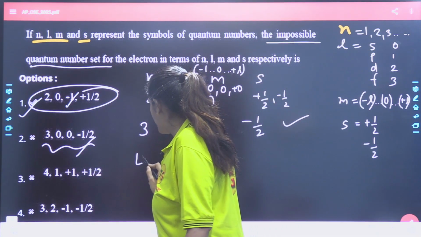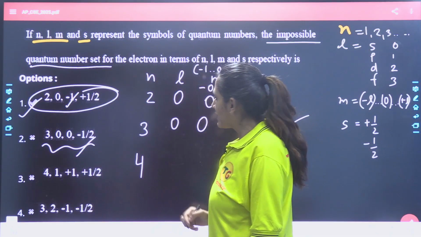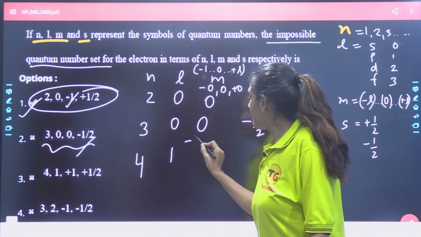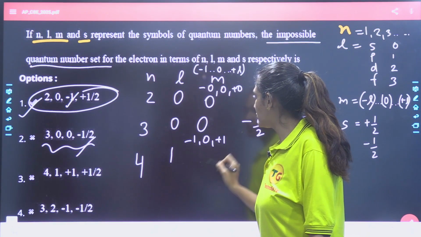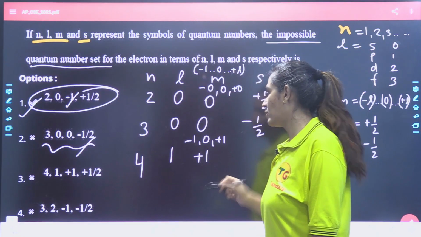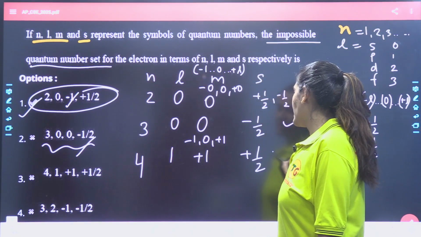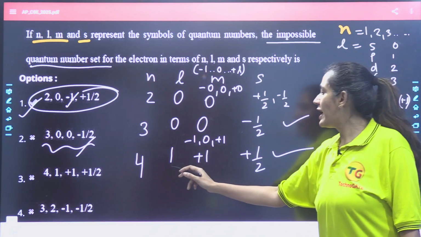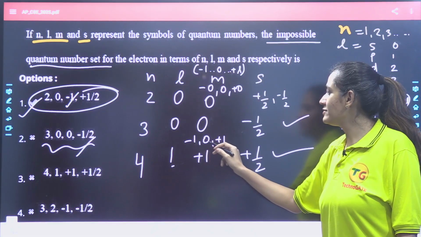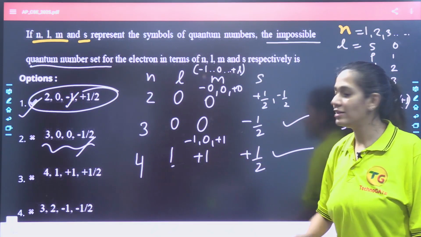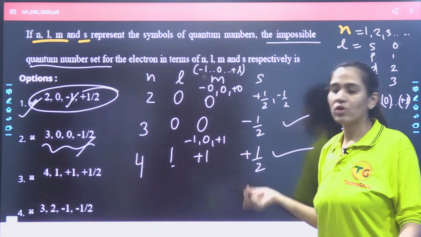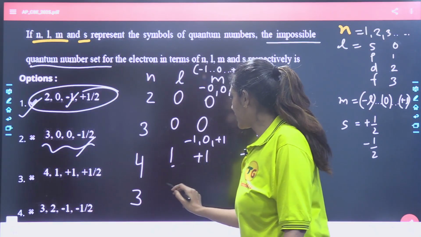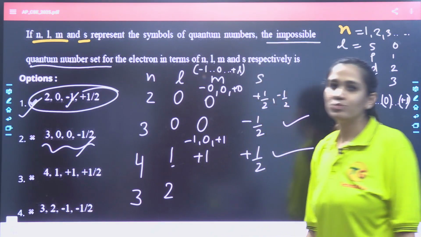Next, the N value is given as 4. Okay, no problem. Again, the L value is given as 1. M values could be minus 1, 0, plus 1. So here we are given plus 1. Okay, possible. Spin again possible, plus 1 by 2 or minus 1 by 2. Because for the L value, the M value could be minus L, including 0, to plus L, so minus 1, 0, plus 1. All possible. In the last option, the N value is 3. The L value is given as 2. Fine.